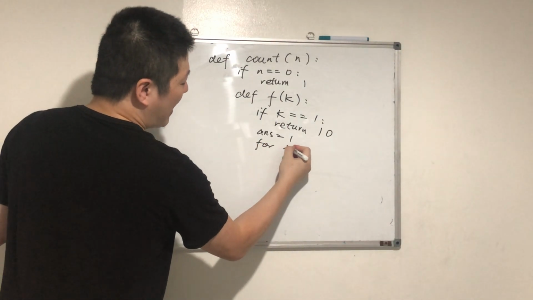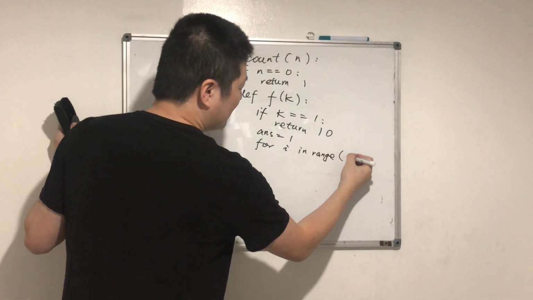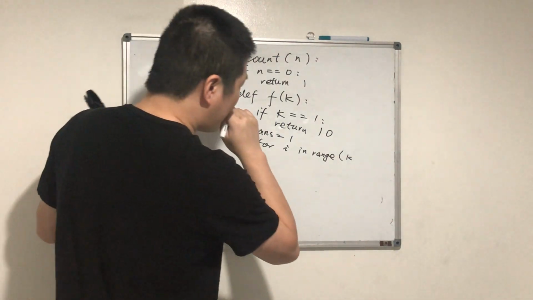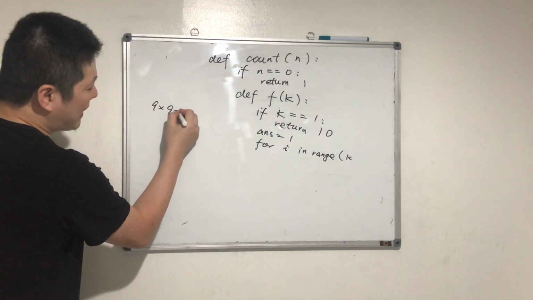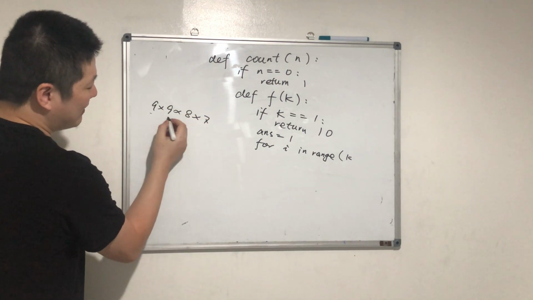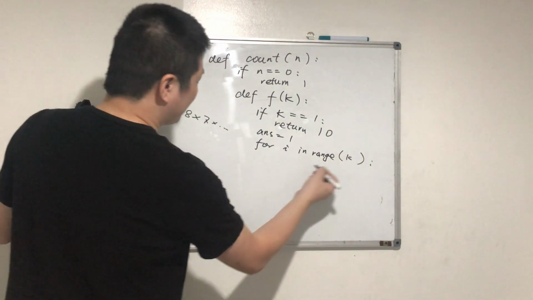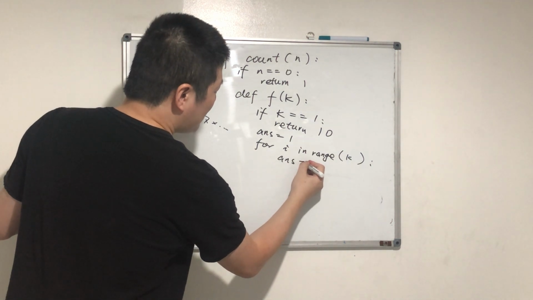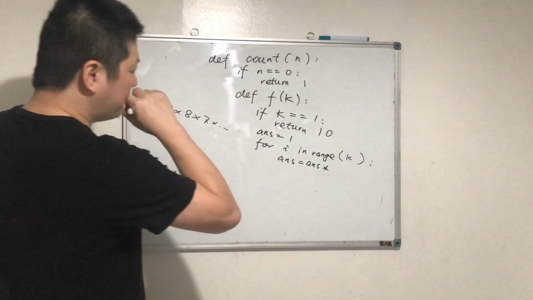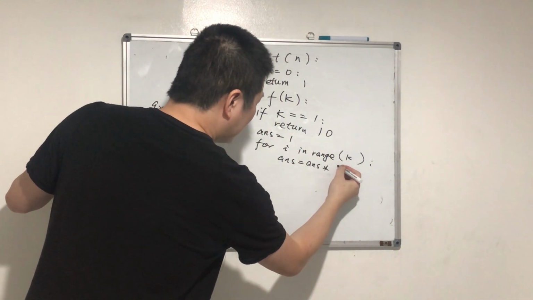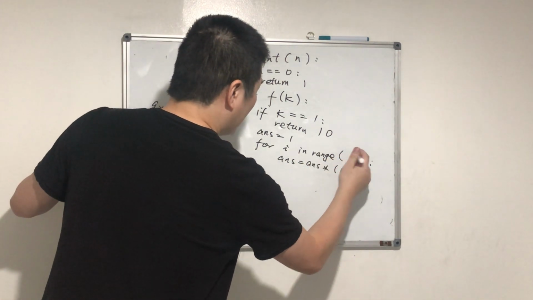Then for i in range, what? K something. Look, we want to calculate 9 times 9 times 8 times 7, right? Maybe K plus 1, I'll come back to that. Okay, so answer equals answer times 10 minus i, right? Let's do it. It should be 1 to K.